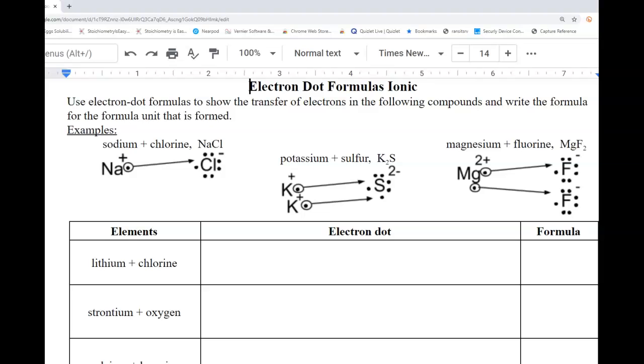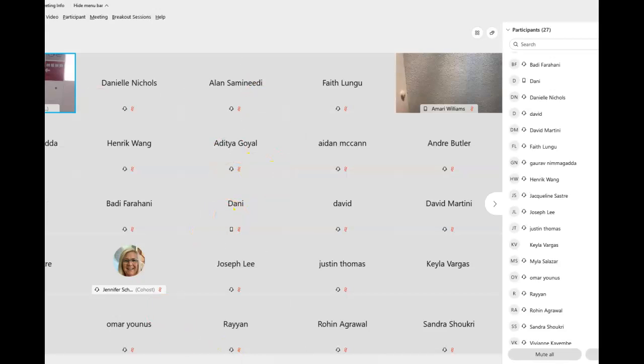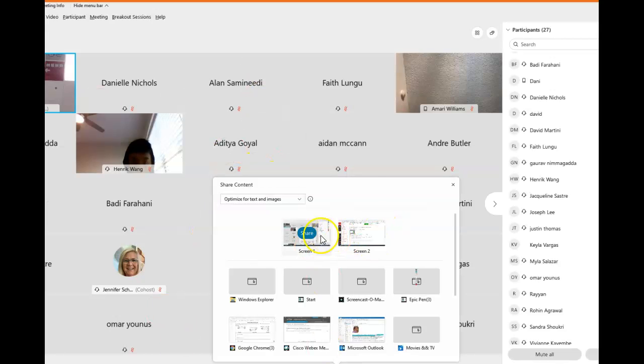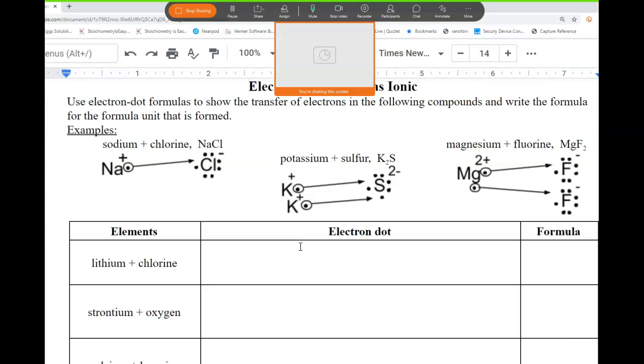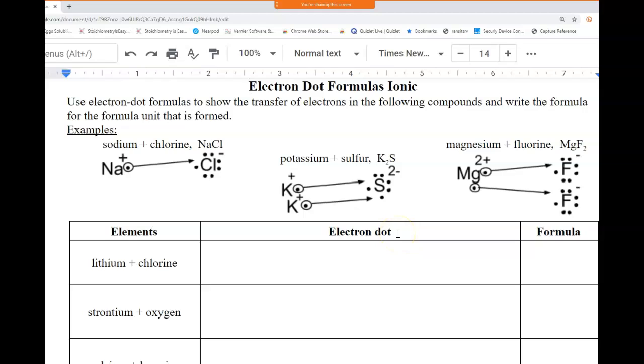And I'm going to go ahead and stop sharing that screen, but start sharing your screen with how to do this assignment here. This is called electron dot compound formation. And what you see right here is some pictures of what exactly is happening.